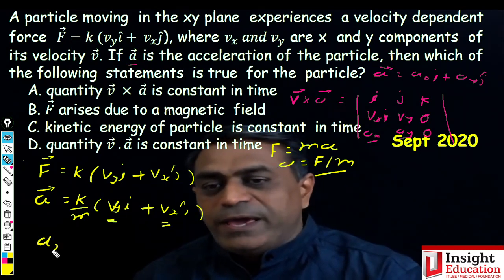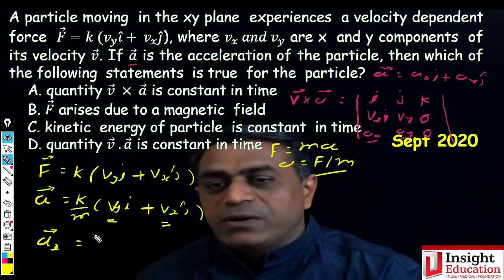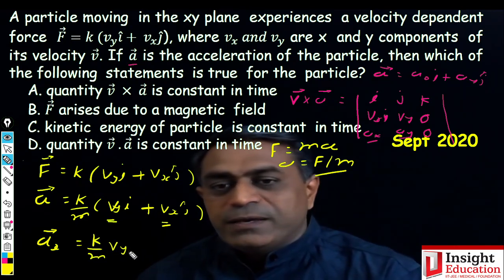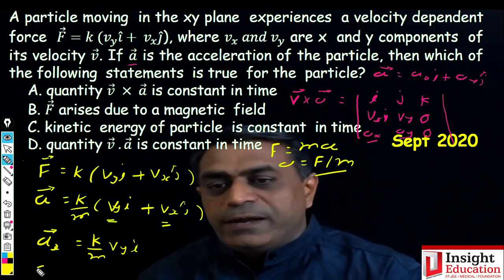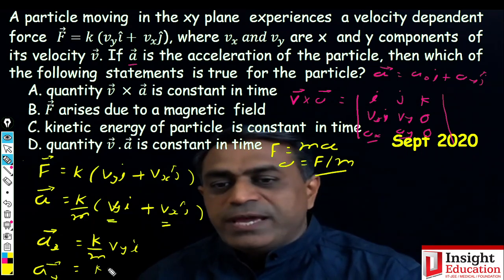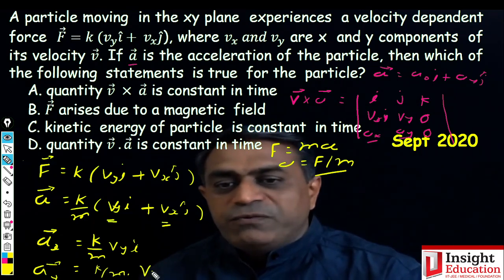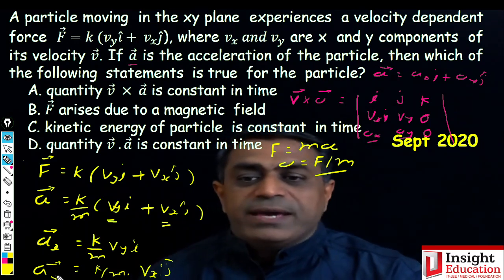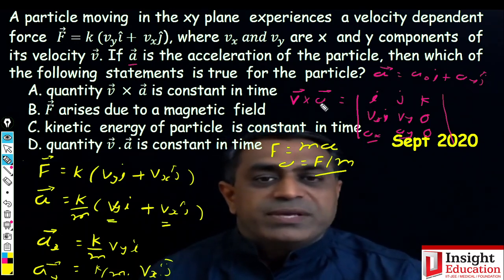So I can write Ax is equal to k by m Vy, and Ay, acceleration in y, is again k by m Vx, along j. So now you know Ax and Ay. Okay, so now insert here.